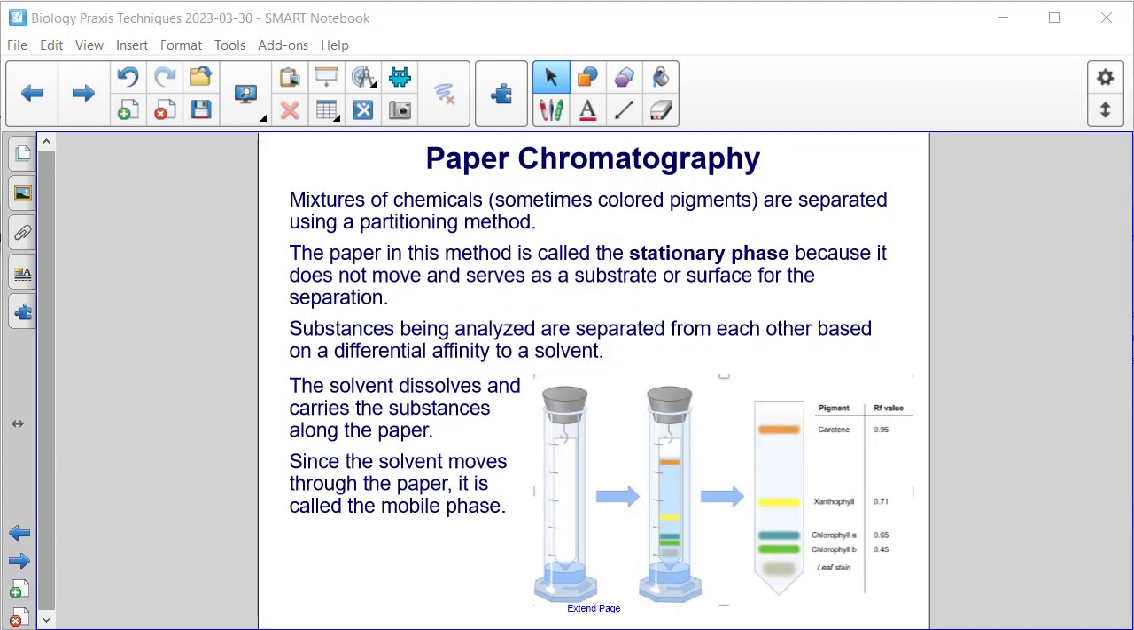Paper chromatography. Mixtures of chemicals, sometimes colored pigments, are separated using a partitioning method. The paper in this method is called the stationary phase because it does not move and serves as a substrate or surface for the separation. Substances being analyzed are separated from each other based on a differential affinity to a solvent. The solvent dissolves and carries the substances along the paper. Since the solvent moves through the paper, it is called the mobile phase.